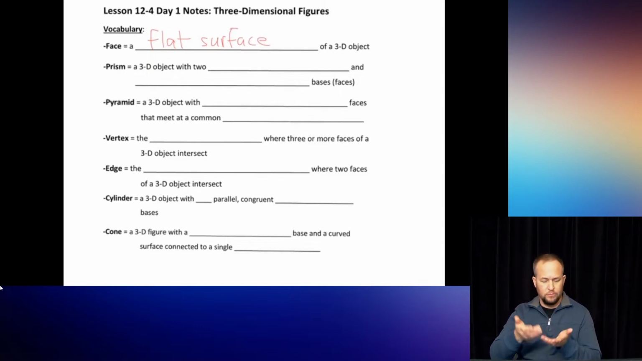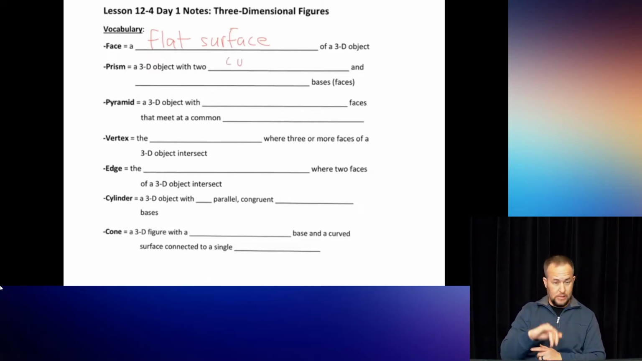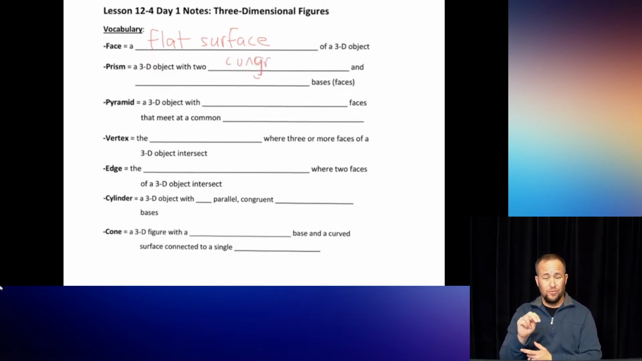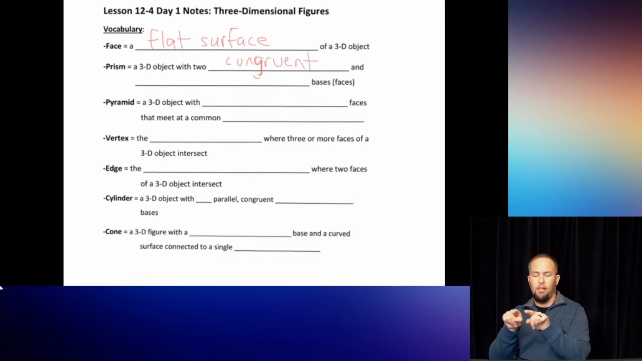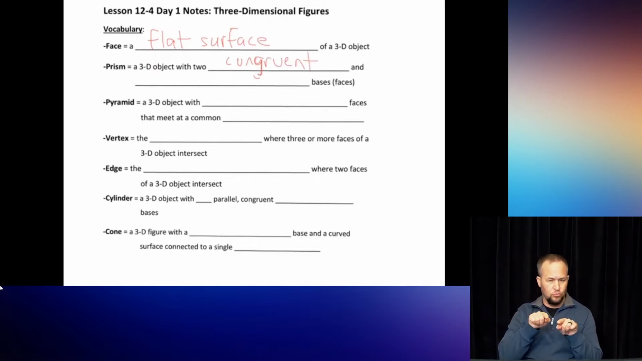A prism is what a cereal box would be. It's a 3D object that has two congruent and parallel bases. And those bases actually are faces as well. So congruent, in case you don't remember what that means, same size and shape.